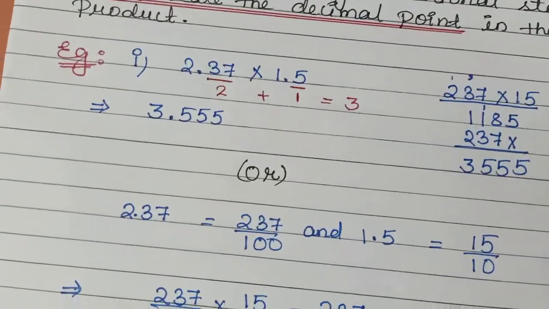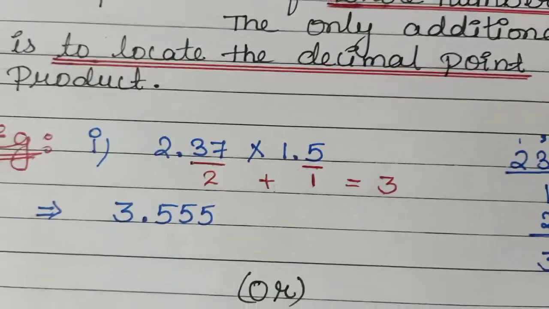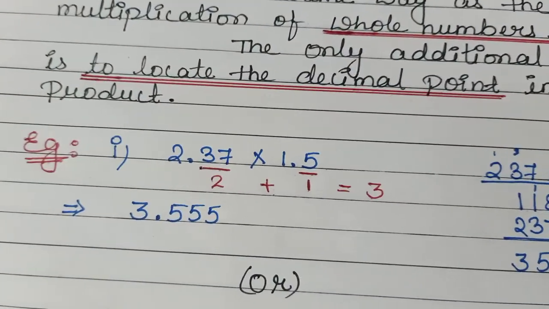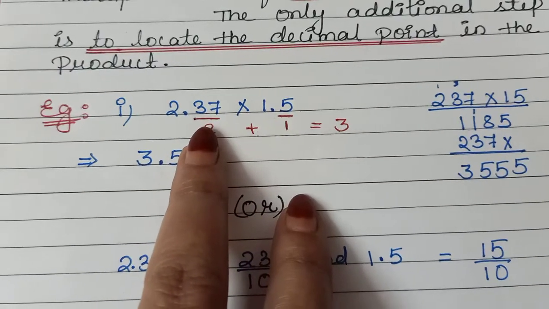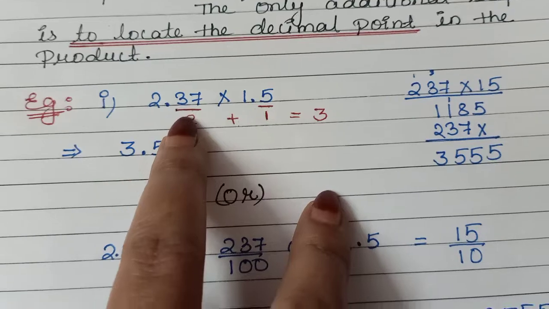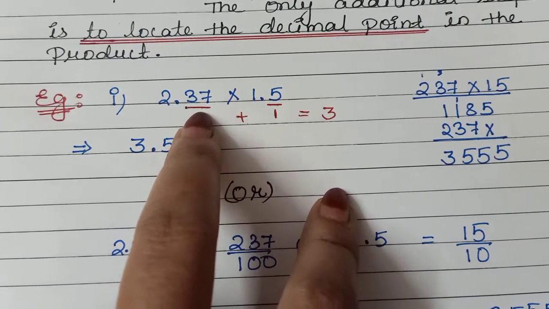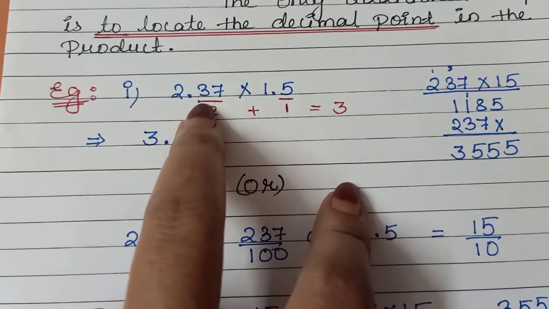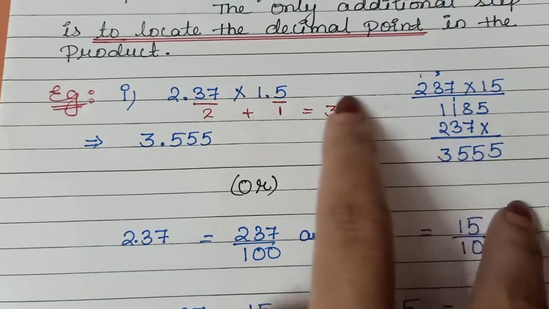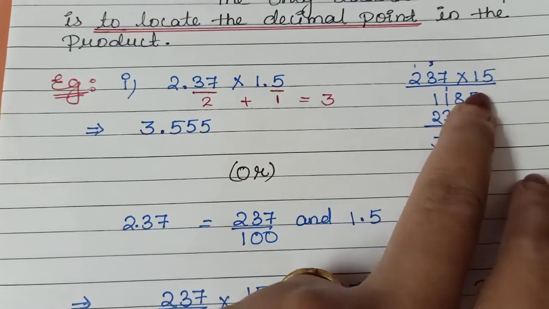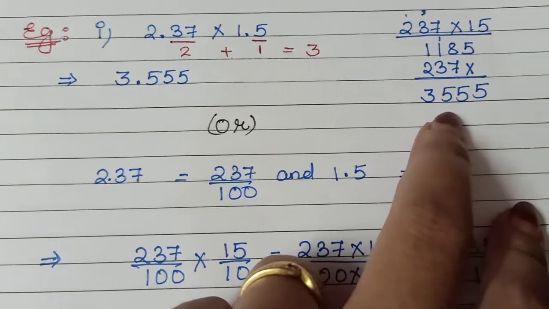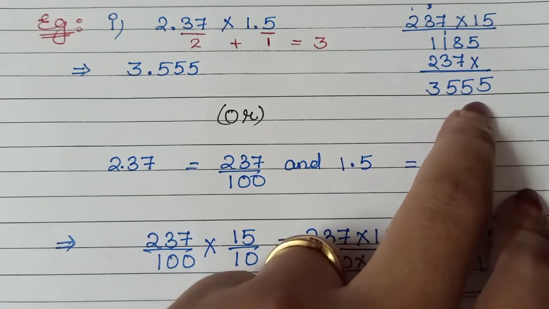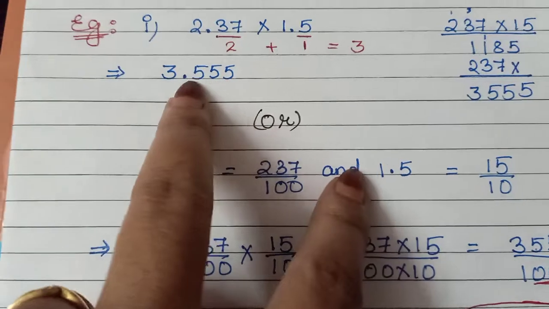Now here I take an example. You can see over here, 2.37 multiplied with 1.5. So what you have to do, convert them into whole numbers. So 2.37 will become 237, 1.5 will become 15. Now if you multiply it as a whole number, you know how to multiply, we'll get 3555. So we have to write it here.